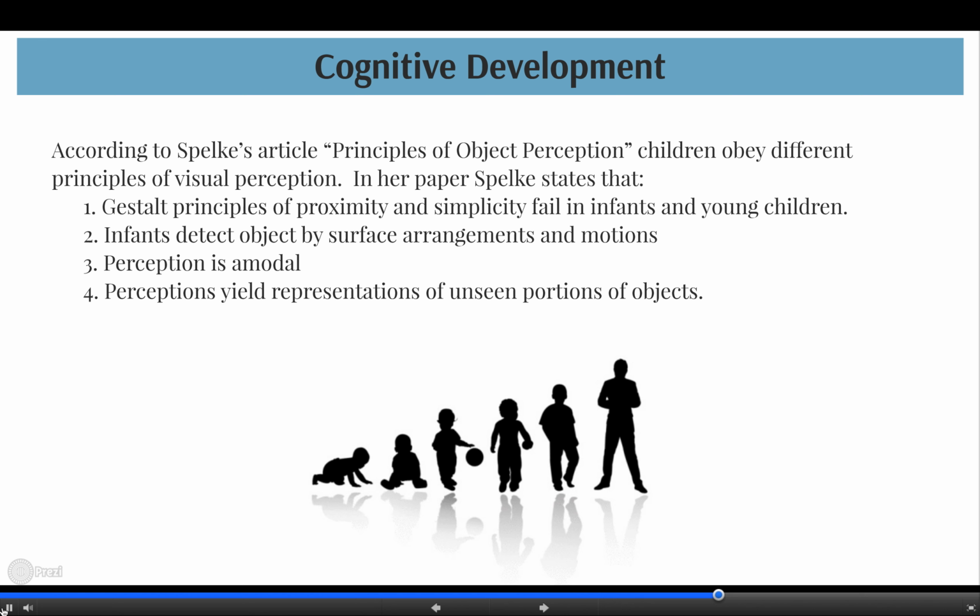3. Perception is amodal. Infants, when presented with objects that they can manipulate but not see, apprehend those objects in the same manner as if they were seen. And 4. Perceptions yield representations of unseen portions of objects. Again, infants were found to perceive partially hidden objects as uniform if the object moved together behind an occluding shape.